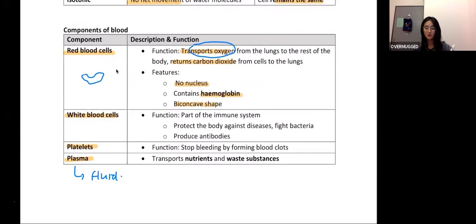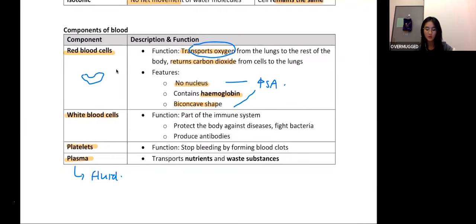So for no nucleus and biconcave, one and three, it is to increase the surface area. Why? Because it wants to pack more oxygen molecules. If not, it has to make so many trips. But no, we want to pack as much oxygen as we can. So I want no nucleus and a biconcave shape to increase surface area.